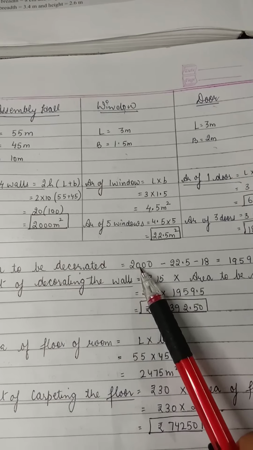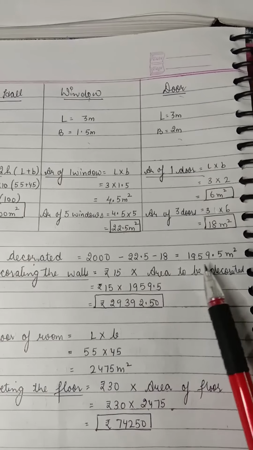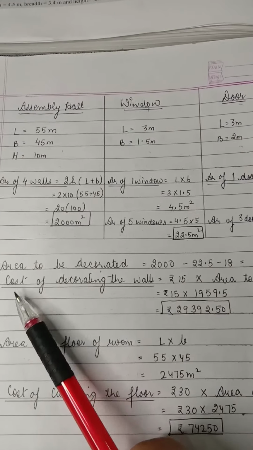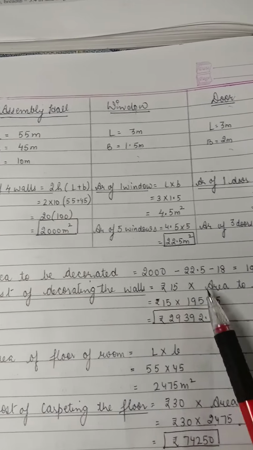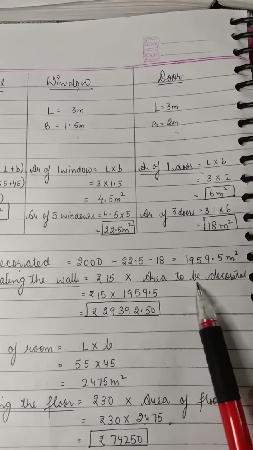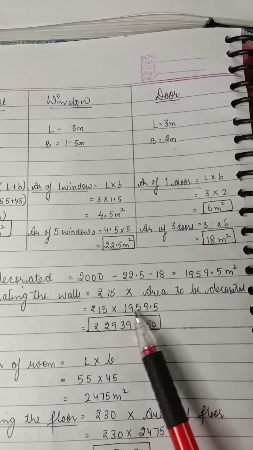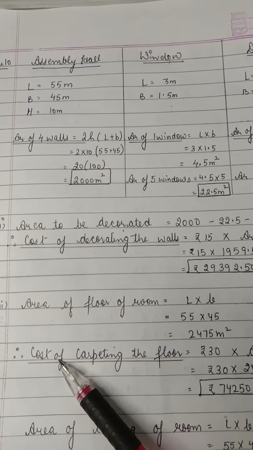So from the area of 4 walls, subtract the area of 5 windows and the area of 3 doors. We get 1959.5 meter square. And to find the cost of decorating the walls, the cost that is given is multiplied by the area to be decorated. That is 15 multiplied by 1959.5, which is rupees 29392.50.